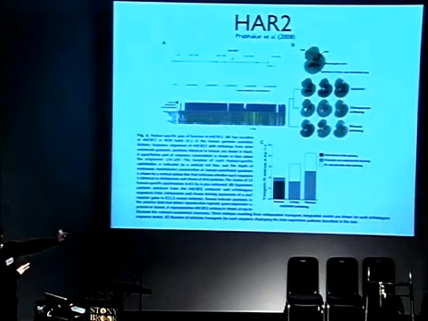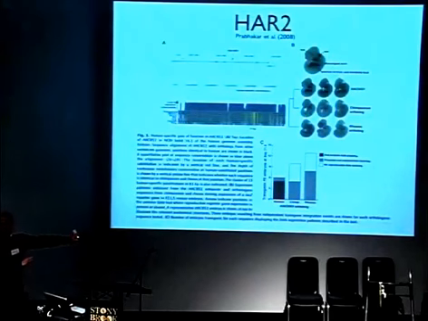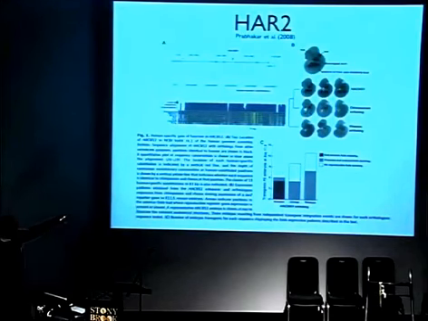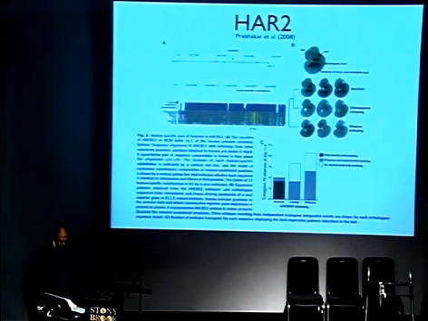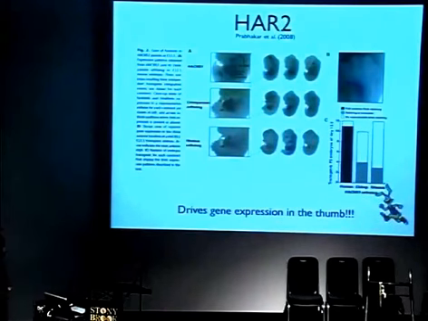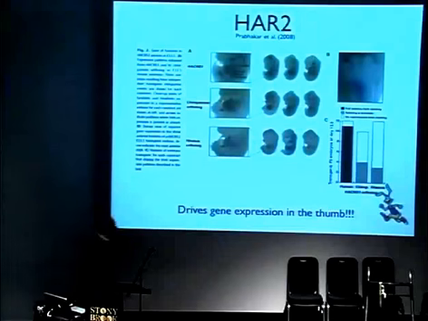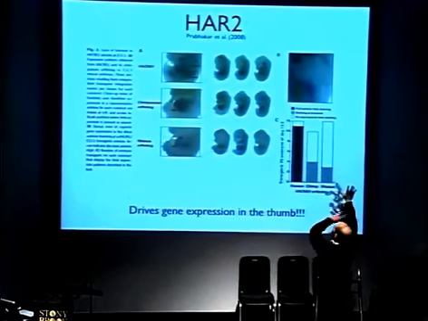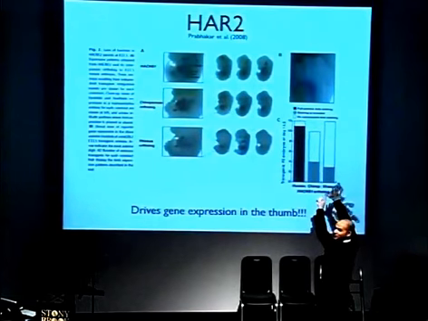So we got scooped on HAR2. Okay, another group of experimentalists went and characterized this before we could. What they found is that HAR2, here we're looking again at a browser shot. You can see there's a lot of conservation, but you can also see that this region of the genome is littered with human-specific substitutions. Okay? What they found is that the human-specific version of HAR2 seems to drive expression in the forelimb in something analogous to the thumb.